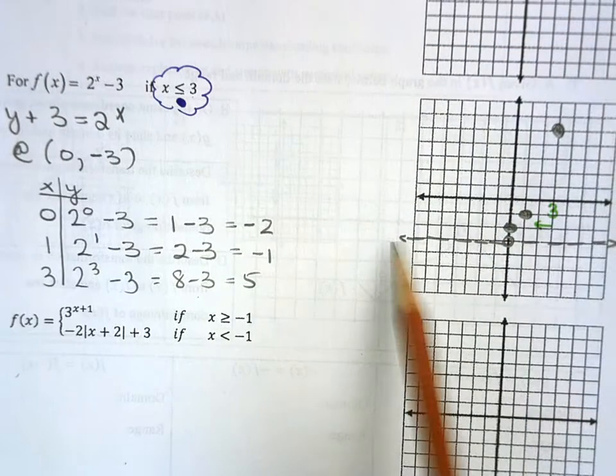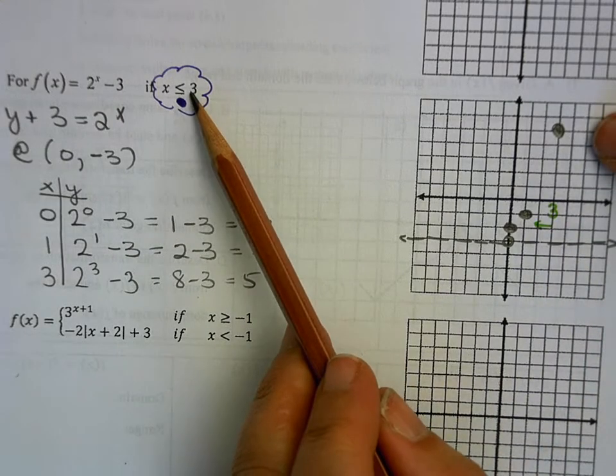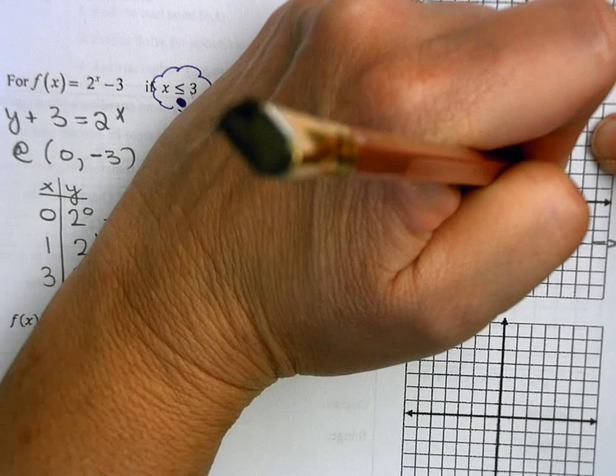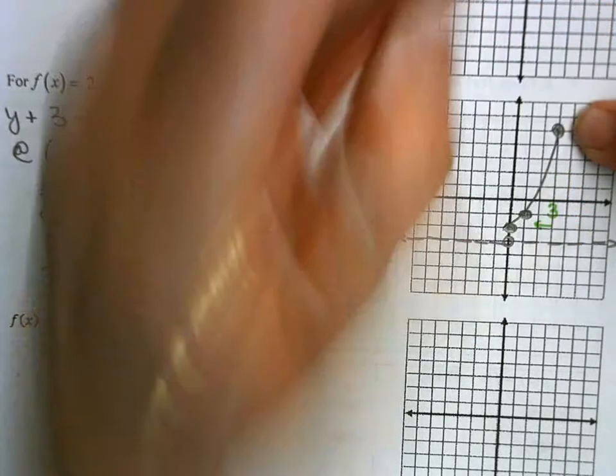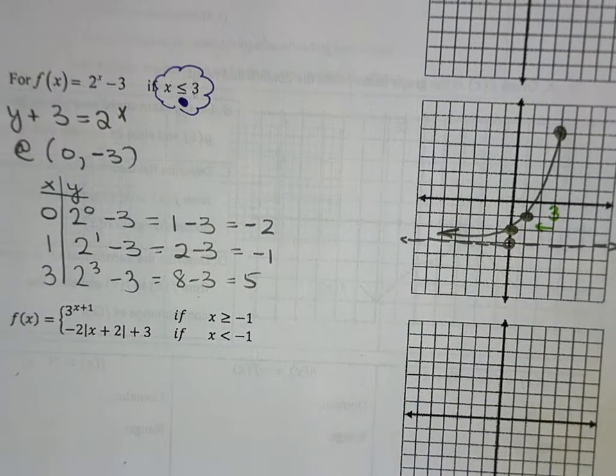Normally I would just graph and draw arrows at both ends, but in this case we're only going to 3. So when I graph my exponential, I'm not going to draw an arrow at x equals 3, but I will for less than 3.